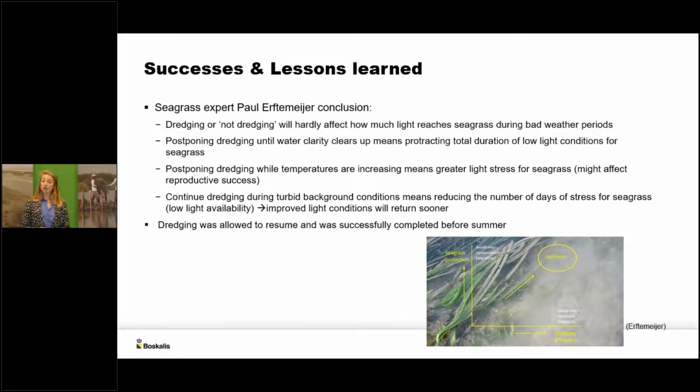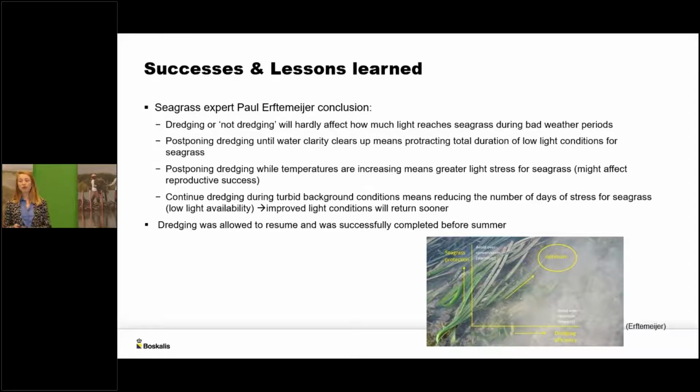So his conclusion was actually, as written here in the presentation, that dredging during those periods where there is already very little light will not affect that much how much light will reach the seagrass, because there is already not so much light available. Rather, postponing the dredging until water clarity clears up will increase the duration of low light conditions and will have an adverse impact to the seagrasses.